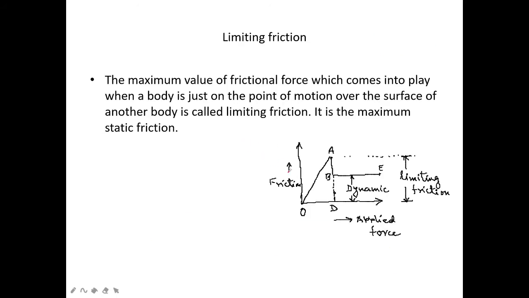Now, limiting friction. What is limiting friction? Suppose there is a body, and the force P is acting on this body. As I've already told, whatever friction is acting on this body till the body is just at the point of movement, that quantity of force is known as maximum static friction. And this maximum static friction is nothing but limiting friction.